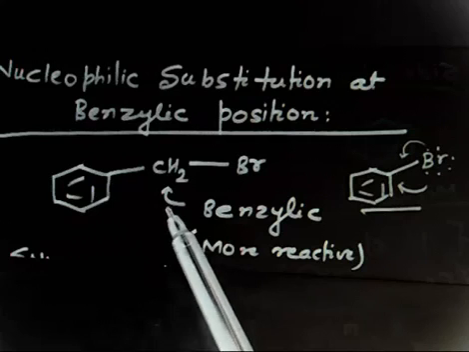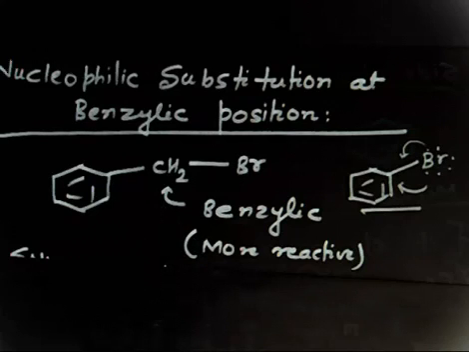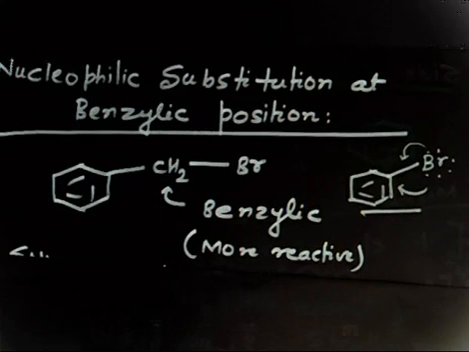Now in this case, can you suggest a reason why the rate is faster in case of SN1 reaction? If I frame the question in a different way, benzylic halide easily goes through SN1 reaction. Why is this so? Let us have the answer. You have to draw some intermediate and show the resonating structures. So let us wait for some time.